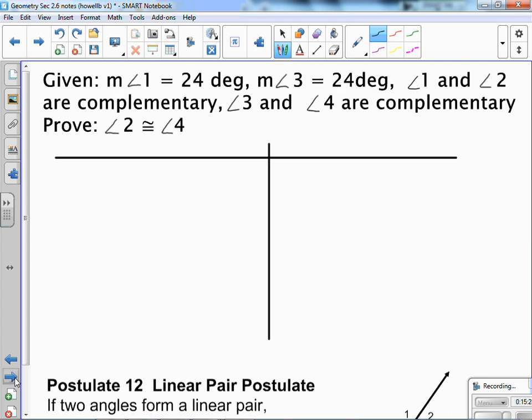All right, so given measure of angle 1 equals 24 degrees, measure of angle 3 equals 24 degrees, and angle 1 and angle 2 are complementary, angle 3 and angle 4 are complementary, prove that angle 2 is congruent to angle 4. Alright, so we have a whole lot of information given to us in the given.